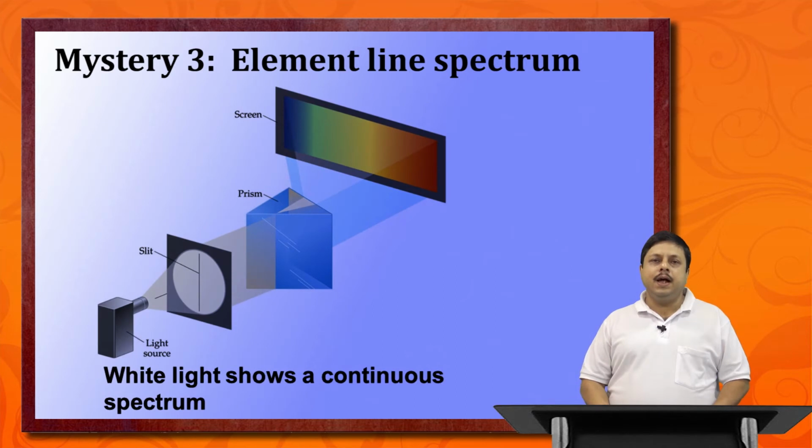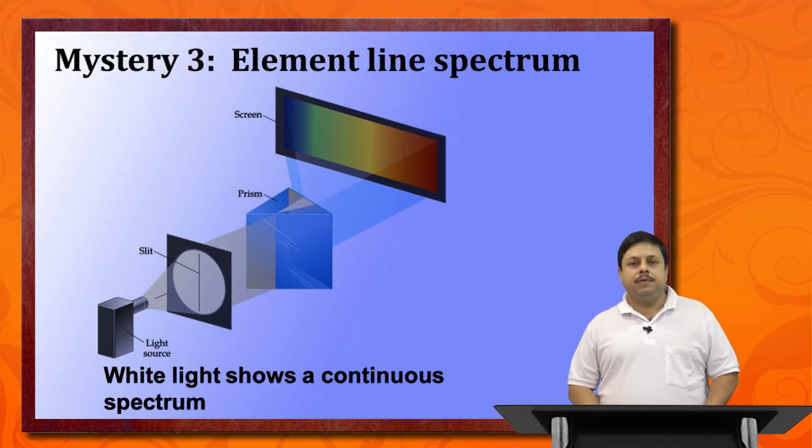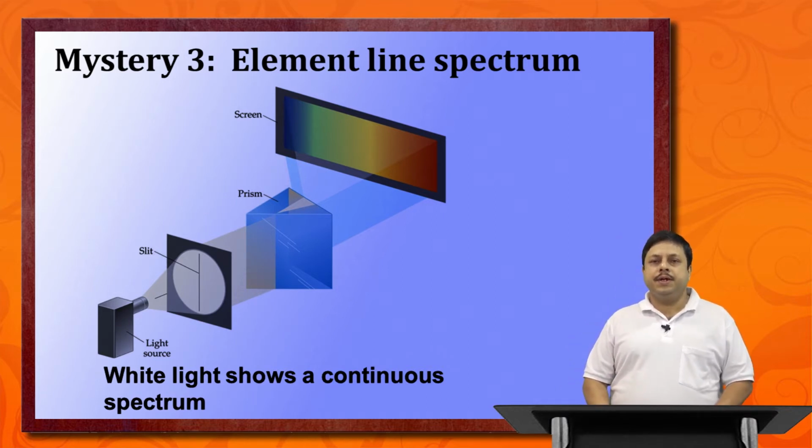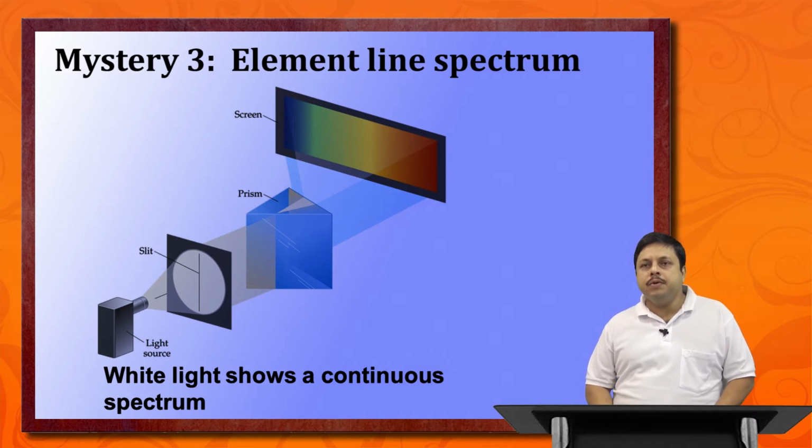If you allow white light, say from the sun or a simple light source, to fall via slits on a prism, it gets split onto the screen in the form of VIBGYOR. However, if you have metals or non-metals in the gaseous state and record their spectrum, you see that there is no continuous change of color. Rather, there are discrete lines with different colors.